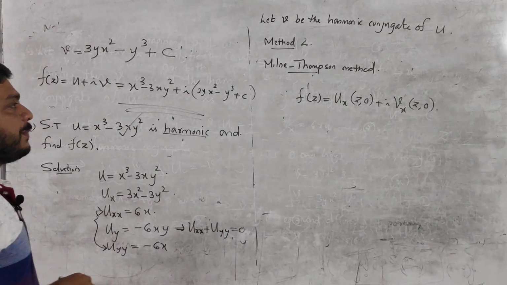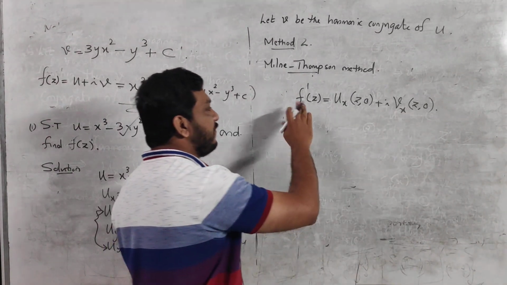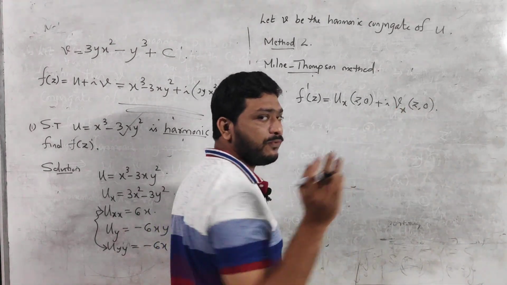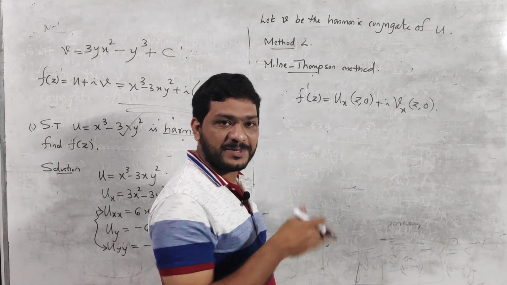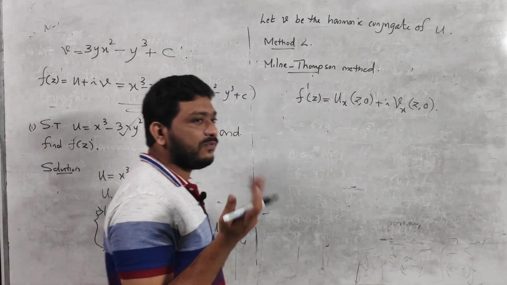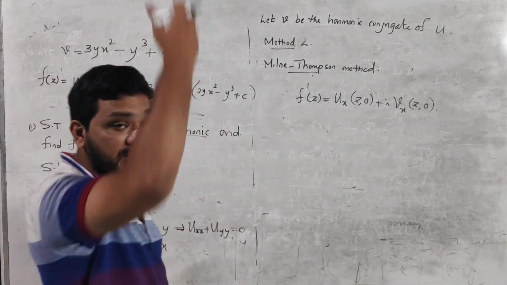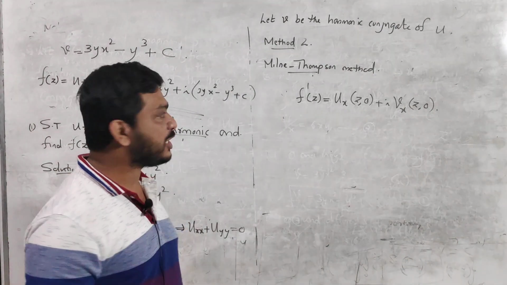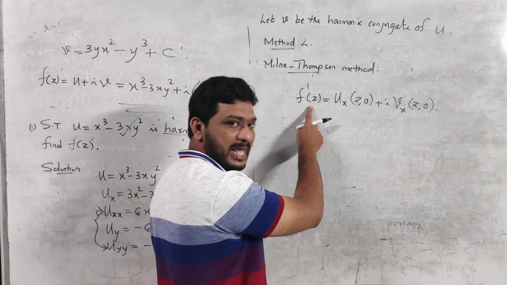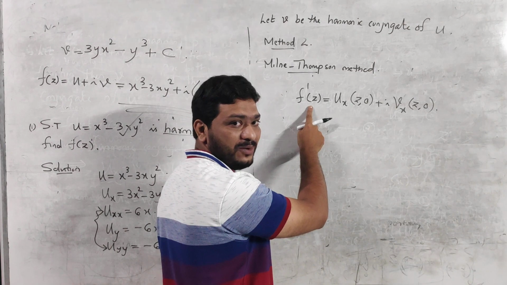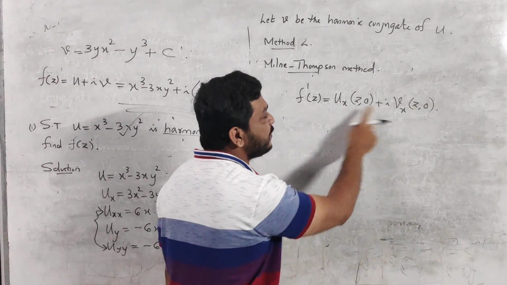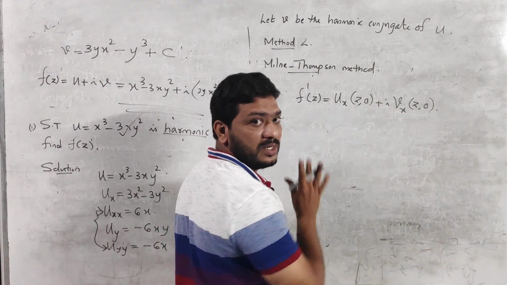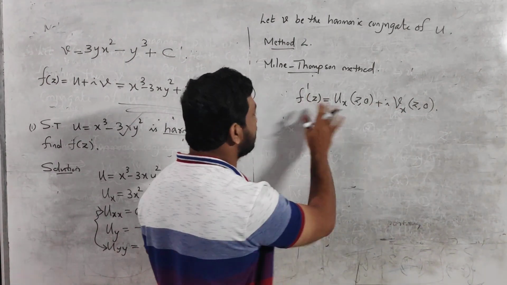By the Milne-Thompson method, the derivative of the function is the same as ux at z0 plus i into vx at z0. All of you studied similar types of questions in the beginning section, in the derivation of the Cauchy-Riemann equations. Same kind of formula: f dash z is ux plus i vx. But here I include ux of z0 plus i into vx of z0. So this is the formula of the Milne-Thompson method.